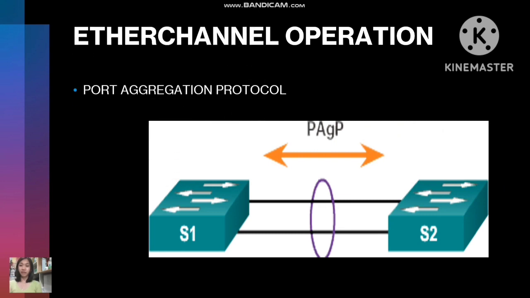So we have here the Port Aggregation Protocol, or PAgP. Ether channel using one of two protocols, PAgP or LACP, can be formed through negotiation. With similar characteristics, these protocols allow ports to form a channel through dynamic negotiation with adjoining switches. PAgP is a Cisco proprietary protocol that aids in the automatic creation of Ether channel links, as shown in this photo.